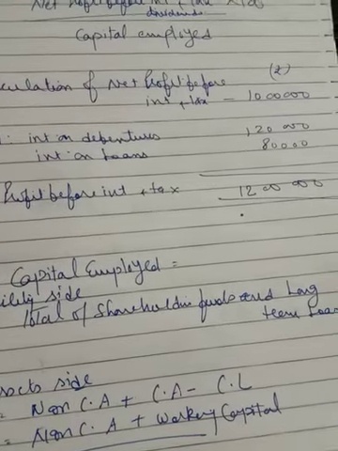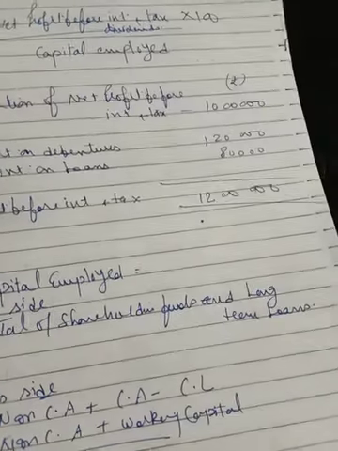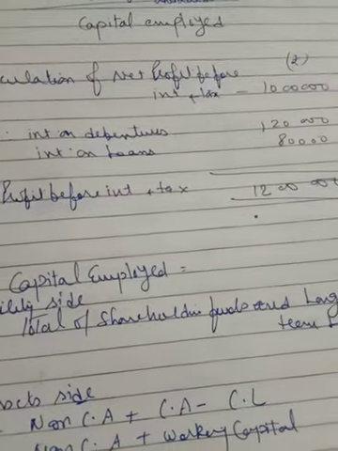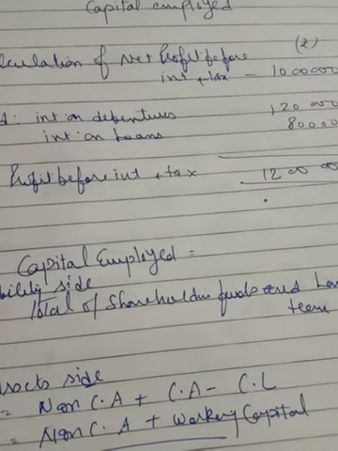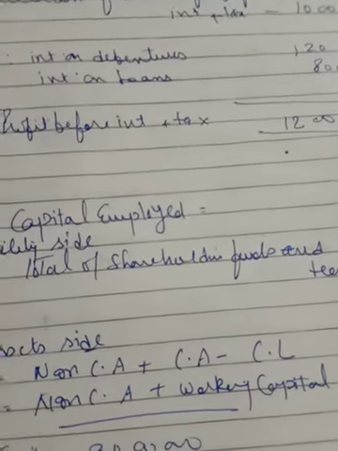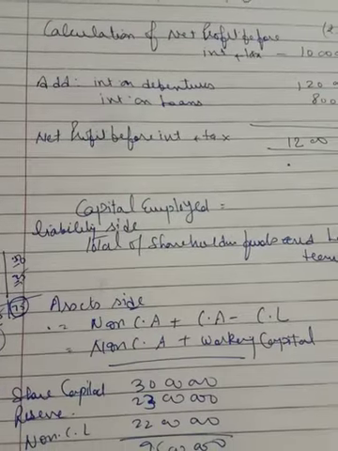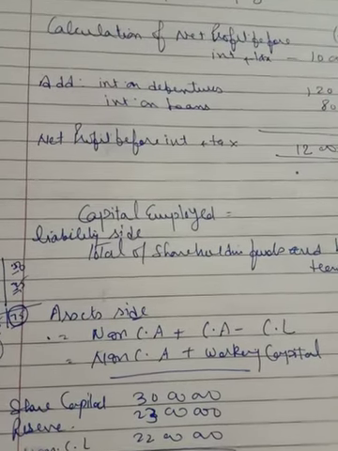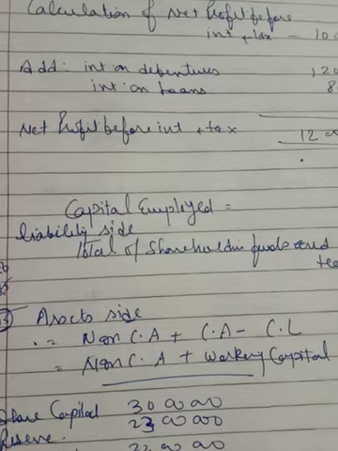From the liability side, that is the total of shareholder fund plus long term loan. And from the asset side, capital employed is the non-current asset plus current asset minus current liability. Or you can say non-current asset plus working capital, that can also be calculated in this way from the asset side.